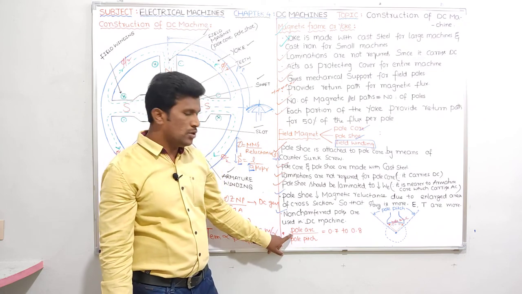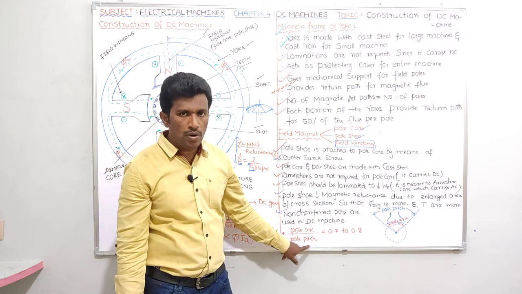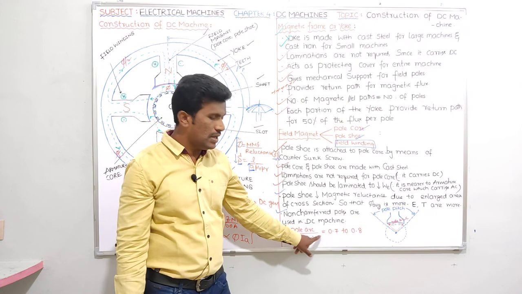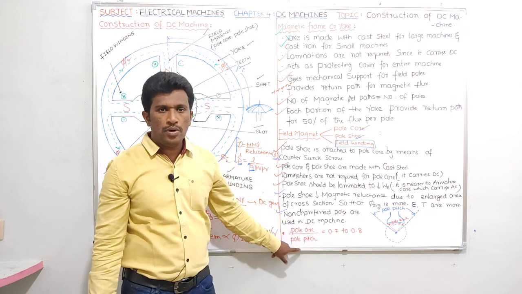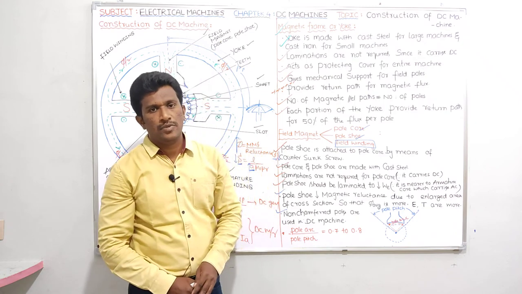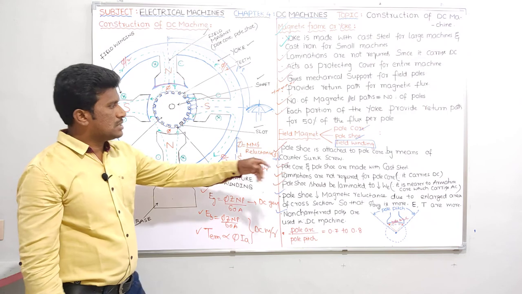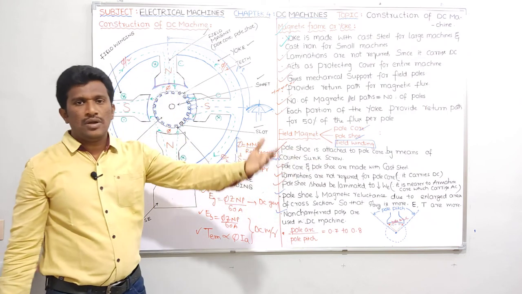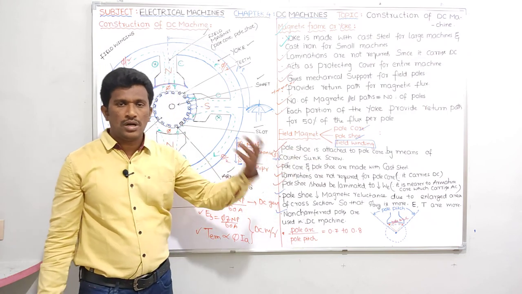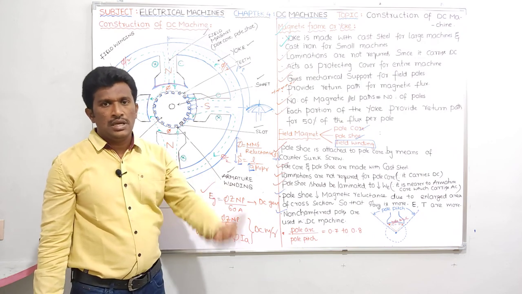So among pole pitch and pole arc, pole pitch value is more, pole arc value is less. This value you have to remember: pole arc by pole pitch. Since pole pitch value is more, obviously this value will be less than 1. Pole arc by pole pitch equals 0.7 to 0.8. In the next video I'll be discussing the field winding, and the remaining portions: armature core, commutator, brushes.